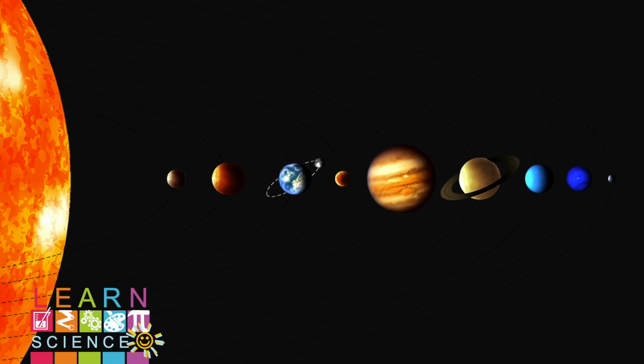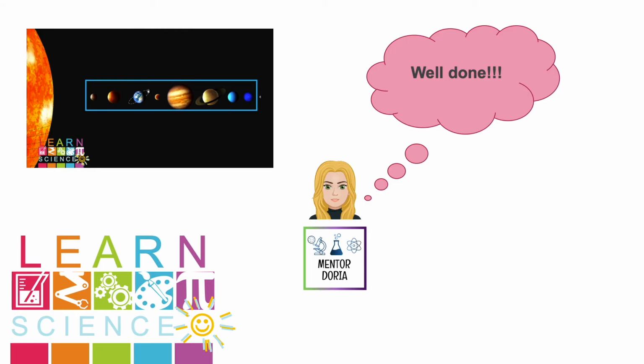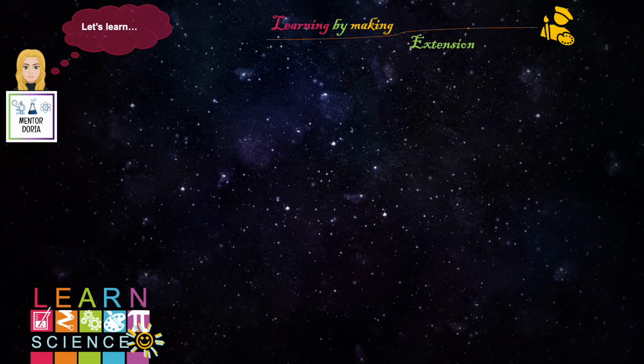Great job, everyone! You should now have drawn and glued in order onto your long strip of paper all 8 of these planets. Great job, everyone! That brings us to the end of this learning by making activity. If you enjoyed that learning by making activity, here's a little extension to that activity that you might want to do.